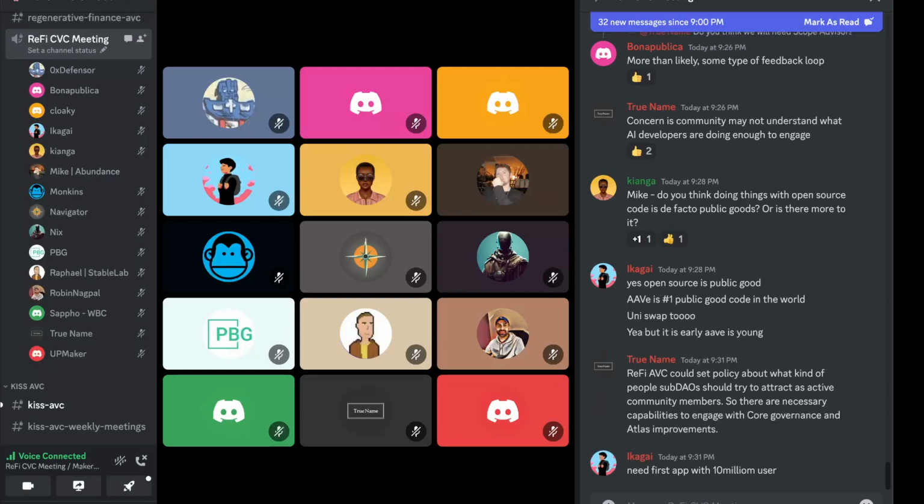Yes, open source is public good. It's number one public good in the world. Uniswap 2, yeah, built. Refinancing could set policy about what kind of people sub-DAOs should try to attract as active community members, so they have the necessary capabilities to engage with core governance and FS improvements.